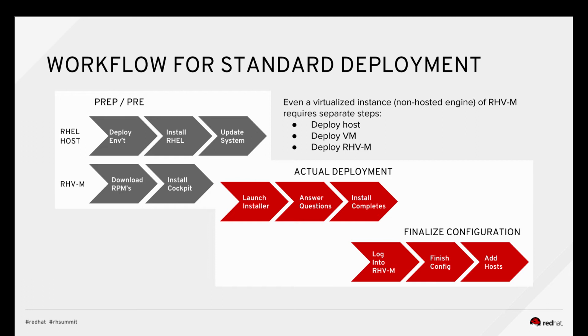You set up the RHEL host, you deploy the environment, you install RHEL, you update that system, then you have to download the RPMs, install Cockpit, you launch the installer, and you go through the actual deployment of Red Hat Virtualization Manager and the environment itself.